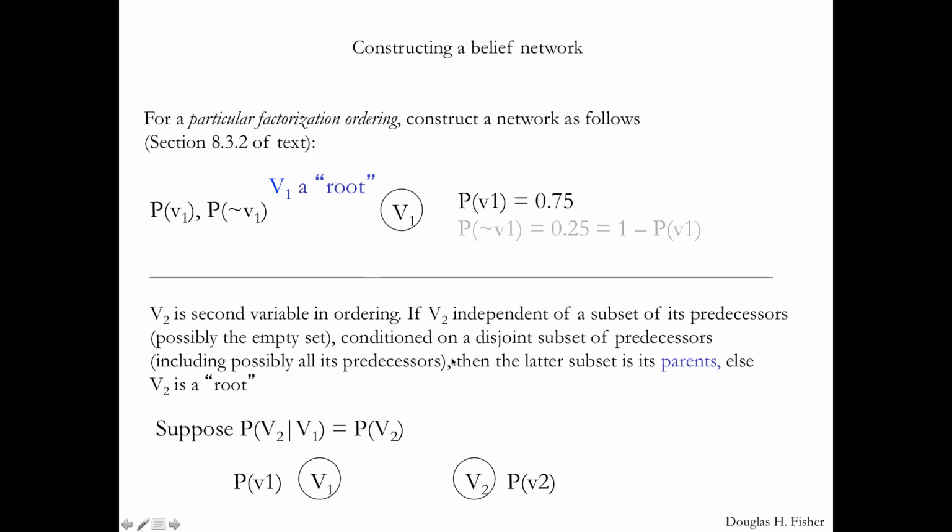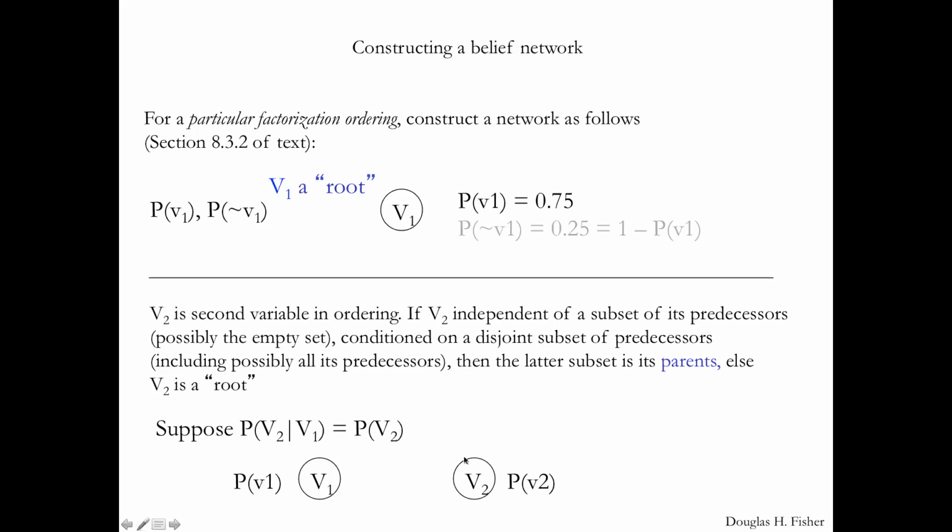The second variable in the ordering is V2. And there are two possibilities here. In this example, V2 can become a child of V1 because, in fact, there is a probabilistic or statistical dependency between V2 and V1. Or V2 can become a new root, an additional node with no parents.